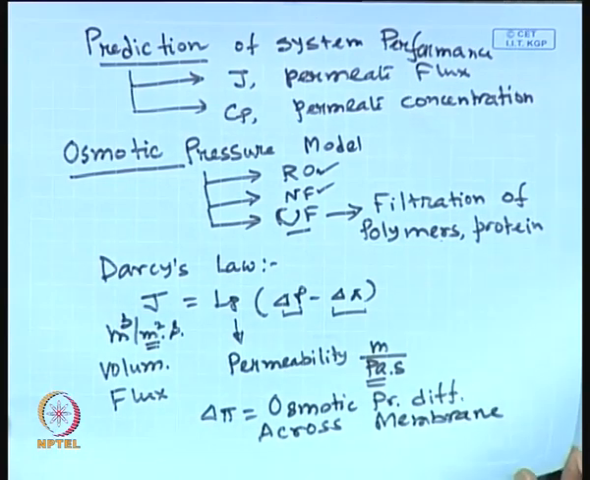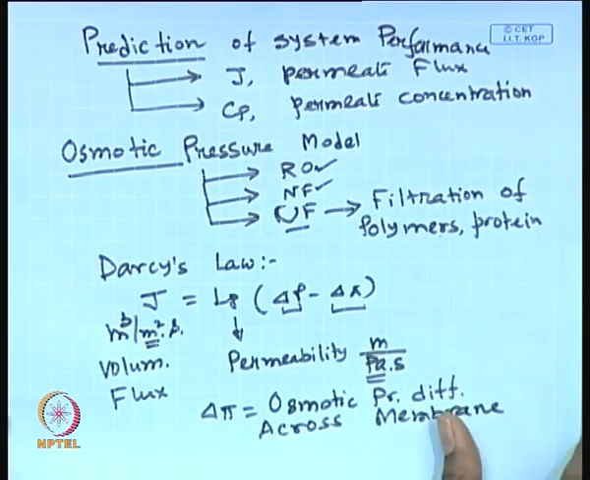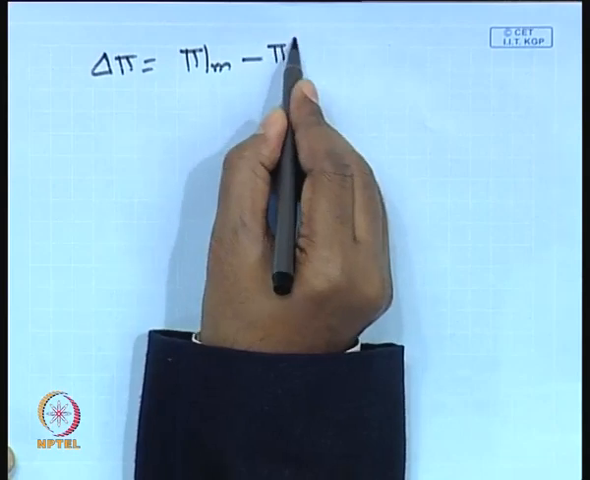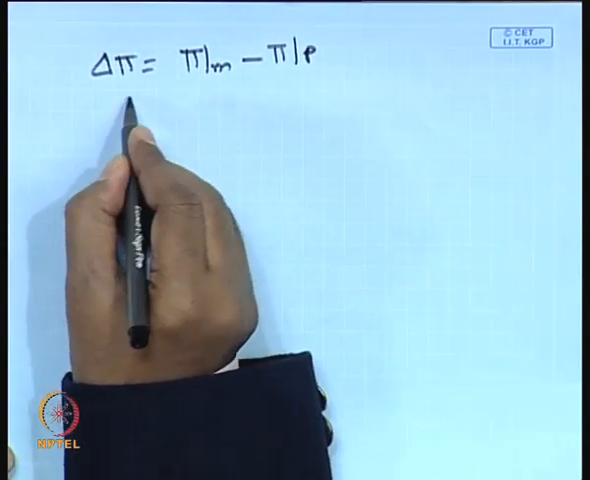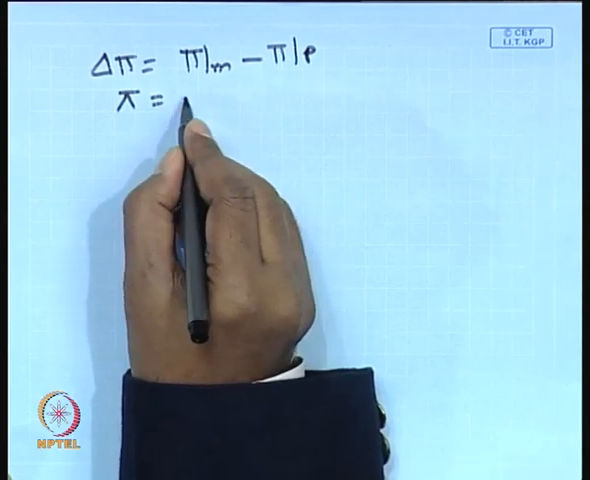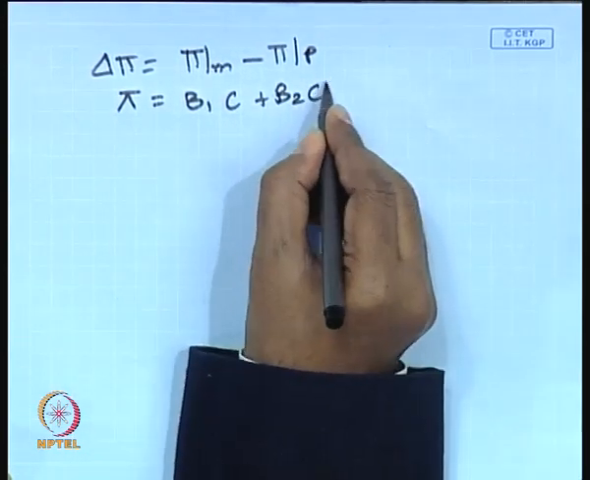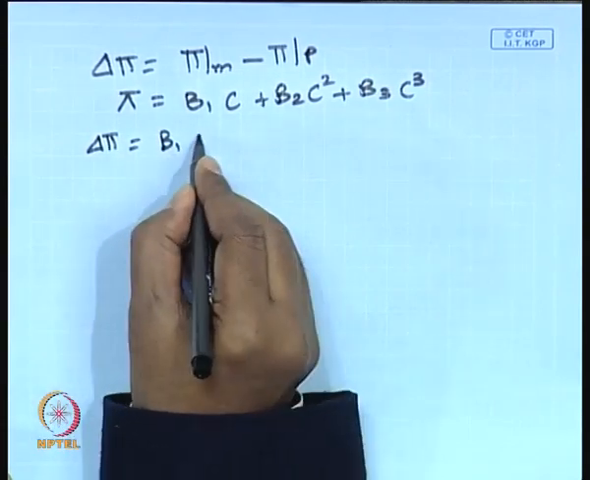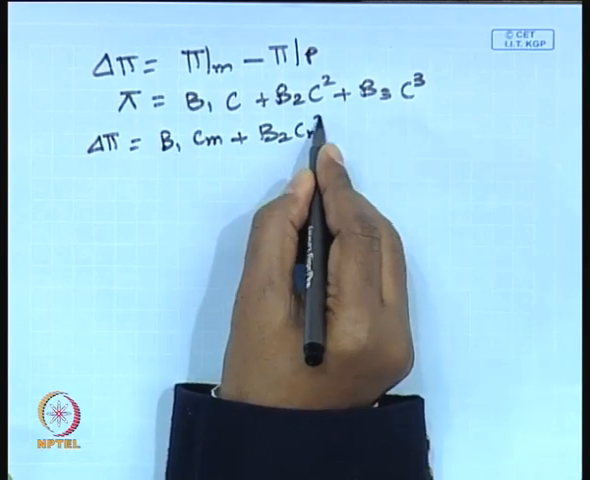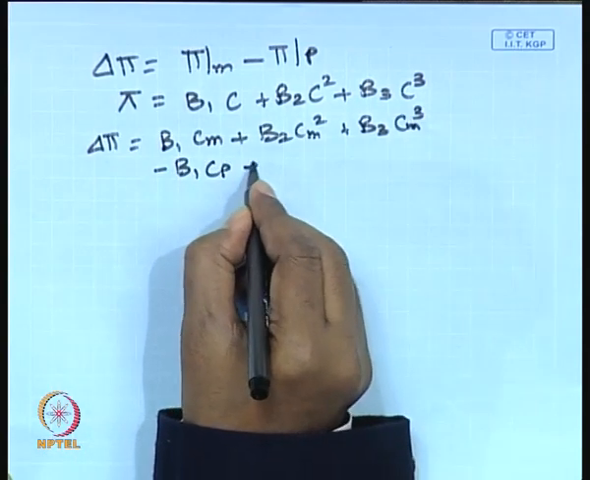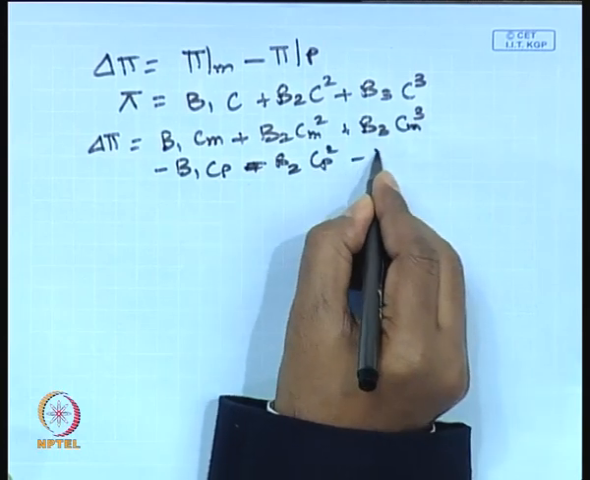Now, let us try to find out what the osmotic pressure difference across the membrane is. So, delta pi will be pi on the membrane surface at the membrane feed interface minus pi of the permeate stream. Okay. And we know that osmotic pressure is a colligative property, an ever increasing function of concentration. Therefore, pi can be expressed as B1 C plus B2 C square plus B3 C cube. So, delta pi will be B1 Cm plus B2 Cm square plus B3 Cm cube minus B1 Cp minus B2 Cp square minus B3 Cp cube, right.